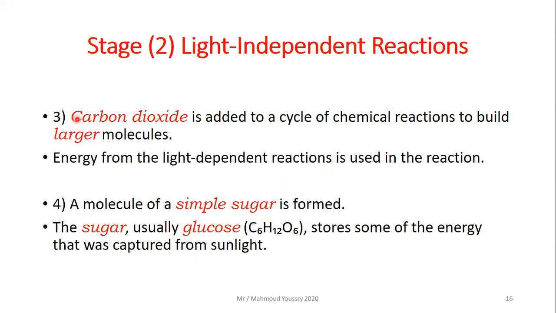Step number three of photosynthesis, carbon dioxide is added to a cycle of chemical reactions to build larger molecules. Energy from the light-dependent reaction, if you remember, is used in this reaction. Step number four, a molecule of a simple sugar is formed. The sugar, usually glucose, C6H12O6, stores some of the energy that was captured from sunlight.